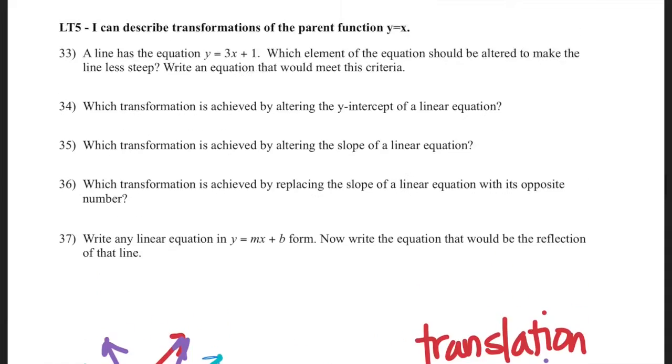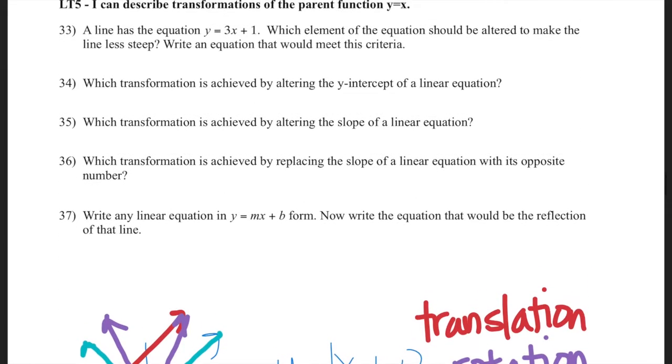So let's go up to our questions here. Question 33, a line has the equation y equals 3x plus 1. Which element of the equation should be altered to make the line less steep? Well, steepness is slope. So if we want to make the line less steep, we should alter the 3. Instead of keeping the 3, we should make the slope something else. Now, if we want to make it less steep, we need a number that is smaller than 3.